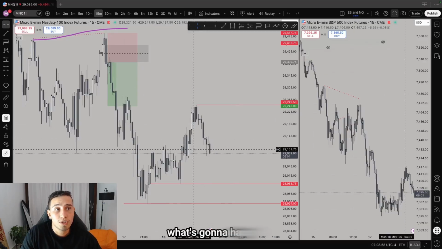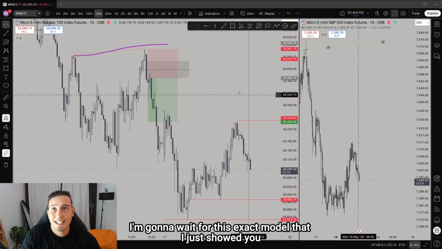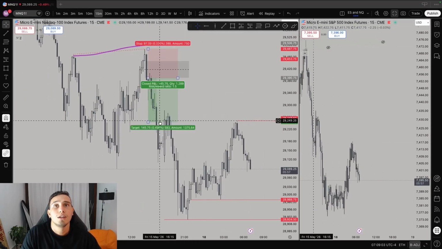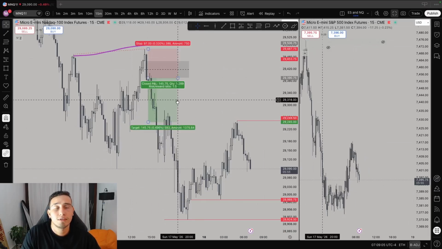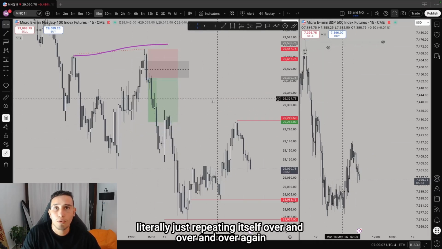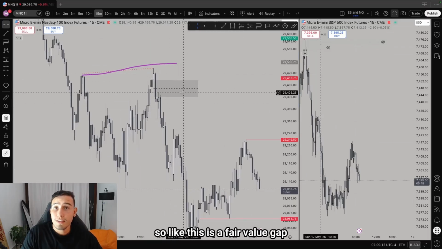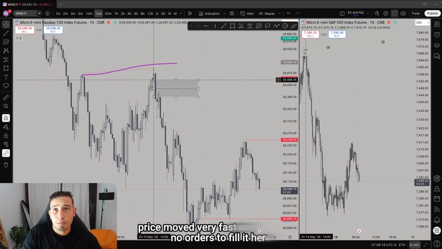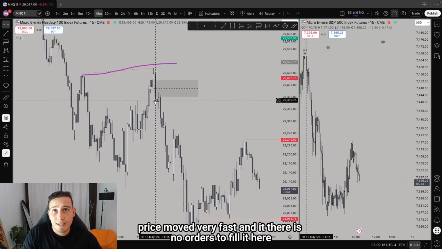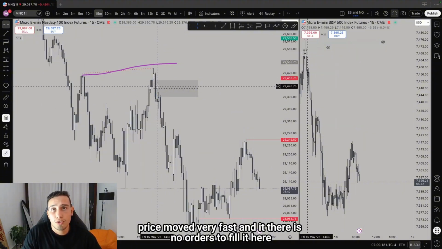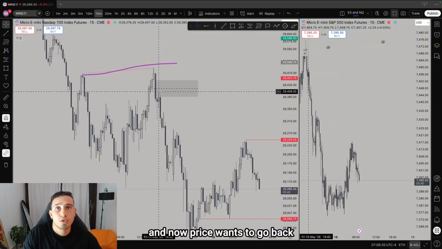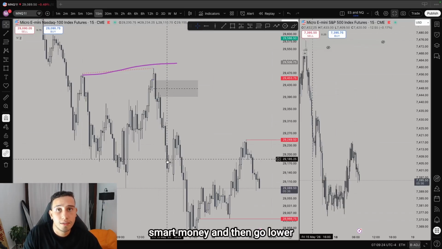And at the open, what's going to happen is I'm going to wait for this exact model that I just showed you, and it's just going to repeat itself over and over and over again. So this is a fair value gap. It's a very simple concept. Price moved very fast and there are no orders to fill it here. And now price wants to go back, fill in some of those orders, smart money, and then go lower.